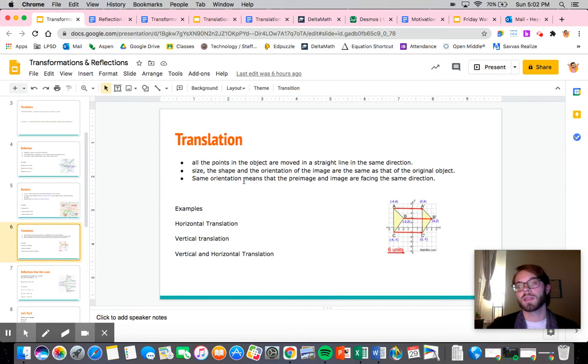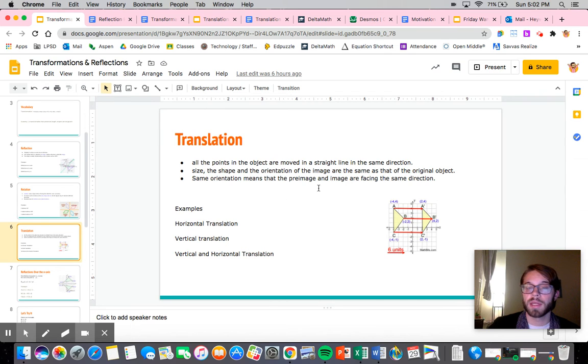The translations, this is your slide. All objects are moved in a straight line in the same direction. So, all the points: A, it's going this far. B, it's going this far. C, it's going this far. They're all going the same distance. So, this is your slide. It's moving over. It's the only difference. Again, size and shape and orientation on this one are retained. It's just in a different location.